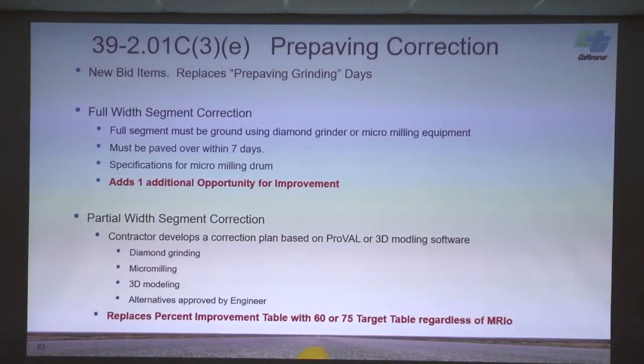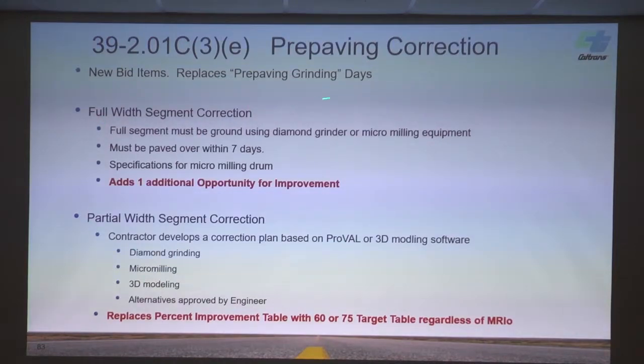But we're basically saying, okay, it's got to have this drum on it. The teeth have to be a 1/4 inch apart minimum, and they have to be within a 1/16 of each other as far as their depth. And when we do that, that adds an opportunity for improvement. That's how we get 1 extra opportunity.